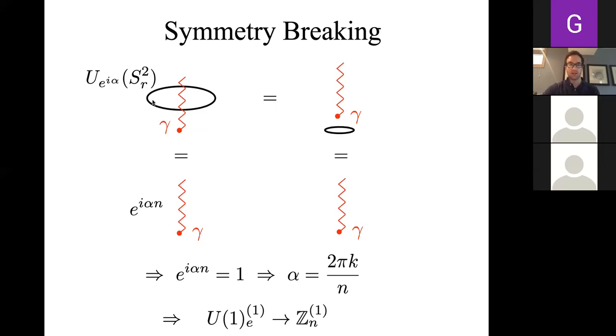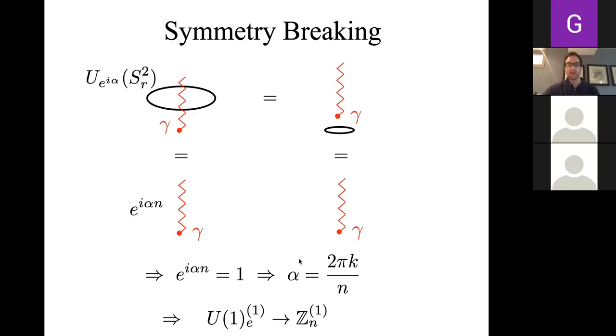So we see that computing this correlation function two different ways, we either get just the Wilson line itself, or we get the Wilson line times this phase. So for these two things to be equal, this is telling us that the phase has got to be equal to 1. In other words, e to the i alpha has got to be an nth root of unity.